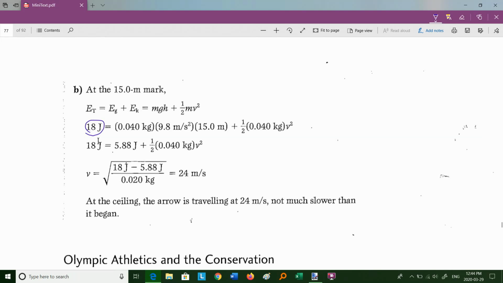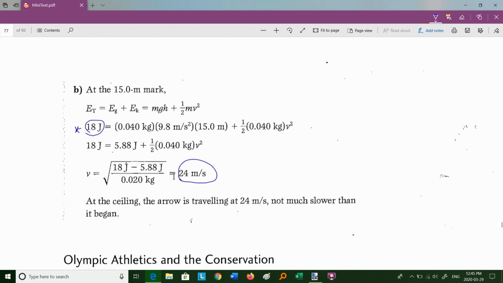So the gravitational potential energy is 0.04 times 9.8 times 15, that's mgh, plus 1/2 times 0.04 times v squared. So isolate for v, 18 minus 5.88 divided by 0.02, take the square root, and the arrow is going at 24 meters per second.